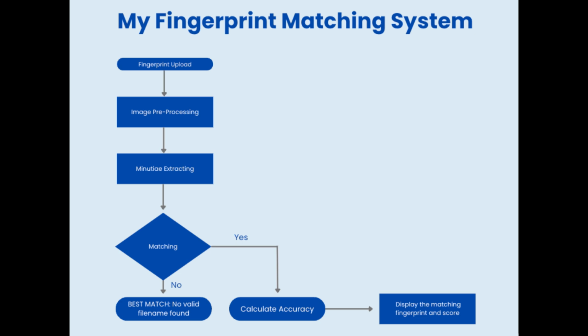If a match exists, the system displays the matching fingerprint and the score, which indicates how confident the system is about the match. If no match exists, the system highlights the closest fingerprint without a valid match. In simple terms, a fingerprint is taken, cleaned, analyzed, compared, and either matched or flagged as unmatched.